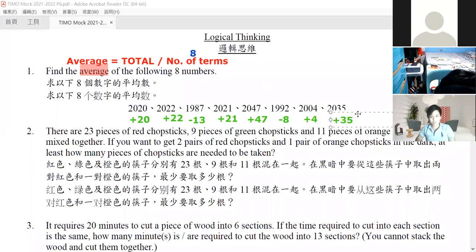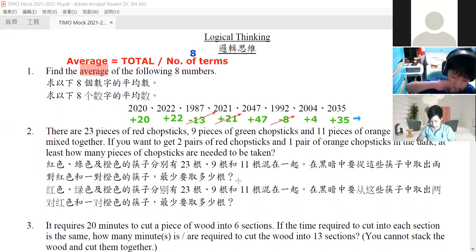So instead of adding all these 2000s again and again, we would like to add these simpler numbers. Okay, so what's the sum of this? Well, the sum of all these 8 numbers: plus 20, plus 21, and then minus 13, minus 8, and so on. Now you can easily see that you can cancel some of them. For example, minus 13 and minus 8 can be canceled out with our plus 21.